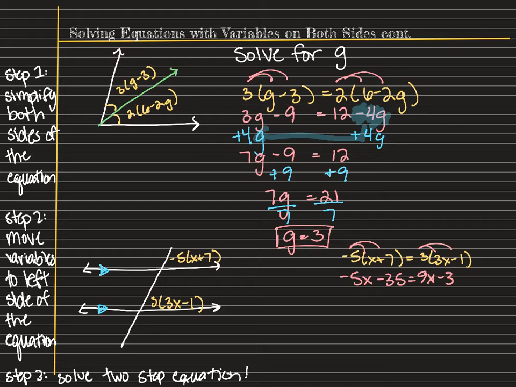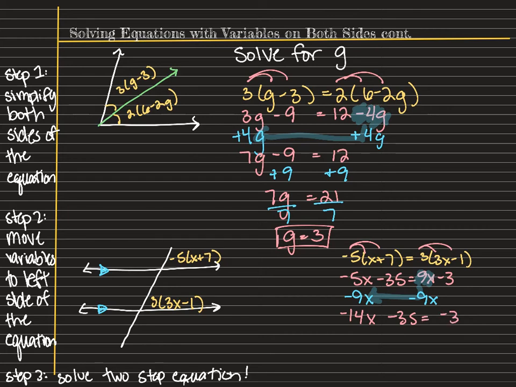And now I'm going to move all of my variables to the left side of the equation. My variable right here is 9x. And to move 9x, I'm going to subtract it from both sides. That leaves me with negative 14x minus 35 is equal to negative 3.